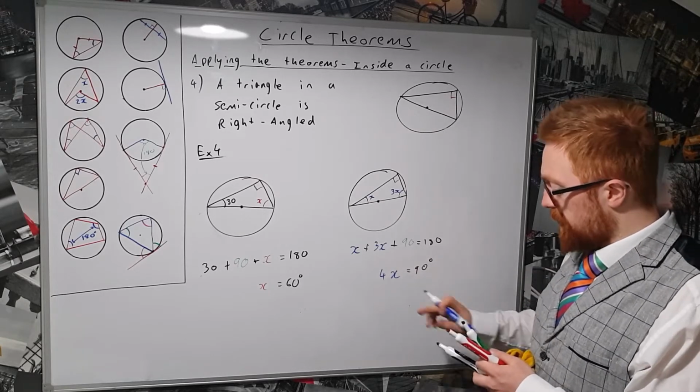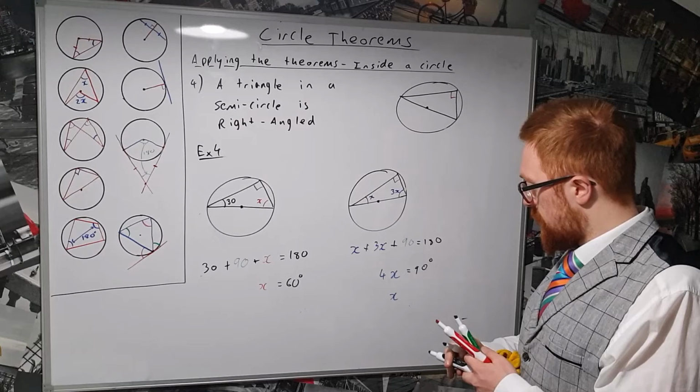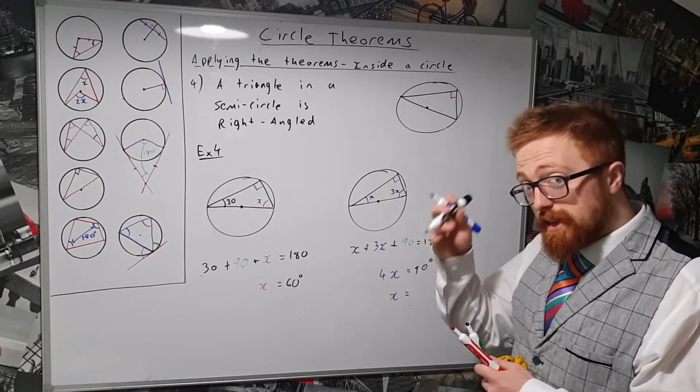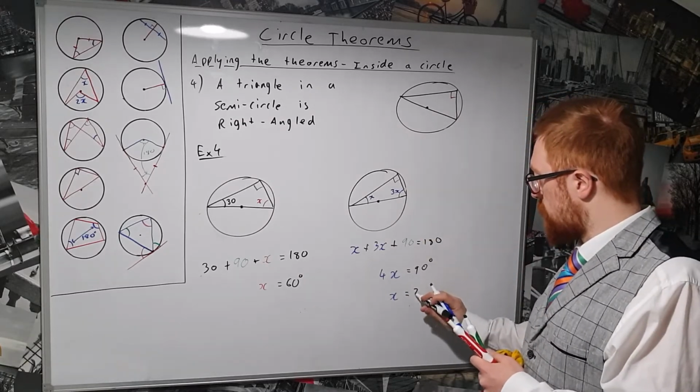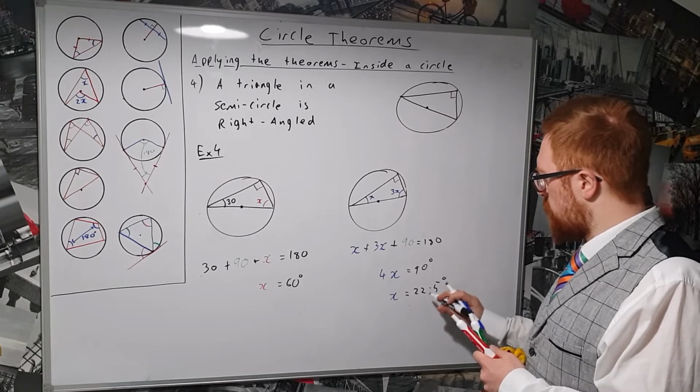And so then divide by the 4, I get x is equal to, well, half of 90 is 45, half of 45 is 22.5 degrees.